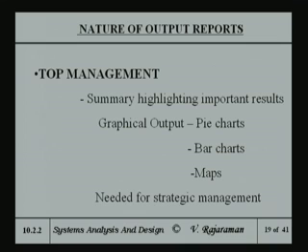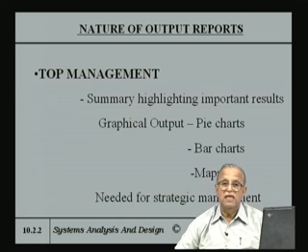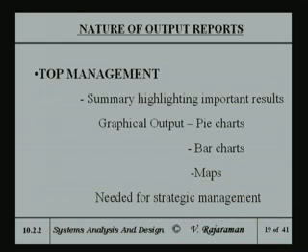For top management, obviously, top management has too many other things to do. Their primary job in an organization is strategic planning, and they are not concerned about day-to-day operations. So for strategic planning, you have to present them a summary highlighting important results so that you bring it to their attention, and don't give them all kinds of detail. The higher up in the organization, the smaller the amount of information you present, and also in a form which is easily digestible. So graphical outputs like pie charts, bar charts and maps are a lot more useful for top management. We will see later on what these charts are and when they will be used.